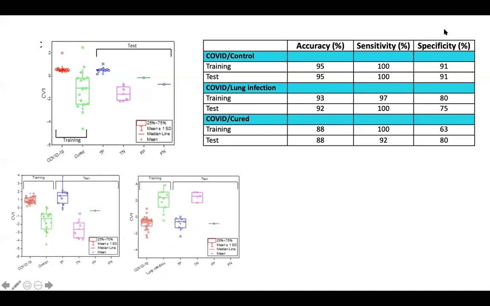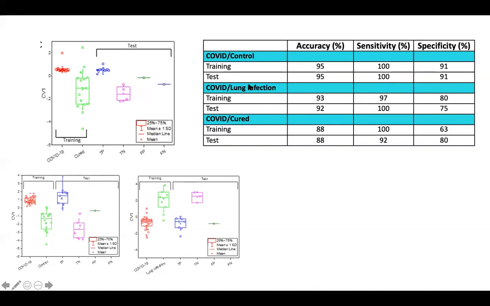Part of these results can be seen here on the screen, where we have shown that if we want to detect COVID-19 and to differentiate it from control groups, namely people that have no signs of COVID-19, we could get a sensitivity of 100%. In this case, the most important part is the sensitivity, both in the training and the test set.